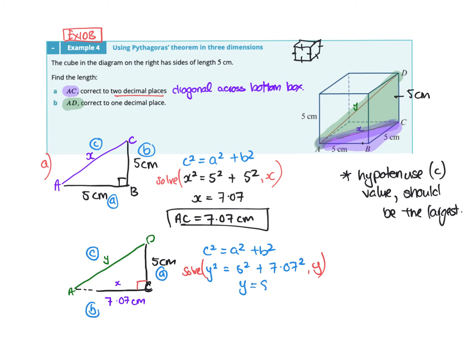So we get 8.66. Oh, it's one decimal place. Good, thank you. So 8.7, because it was one decimal place. And that's centimetres, so we should probably write out our answer that AD equals 8.7 centimetres, and we'll pop a box around it to show that's our final answer.